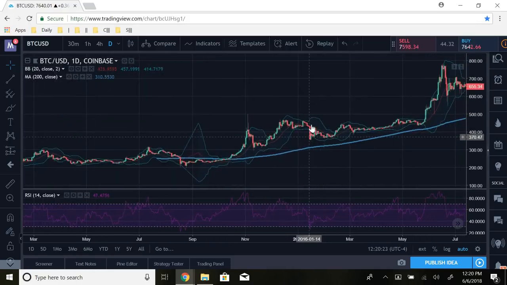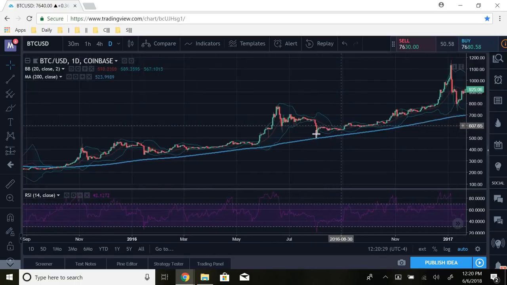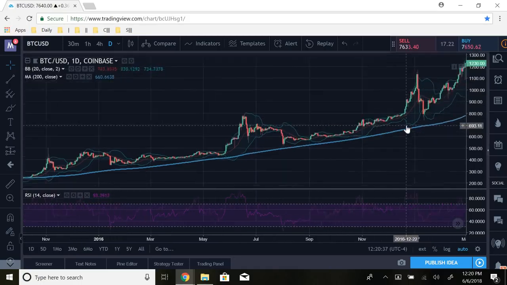So continuing on right here, oversold again, pushes back up, and then longer term pushes up as well. Next example right here, oversold, shoots back up and then continues to move sideways, pushes up again, and continues on to a larger bull run.